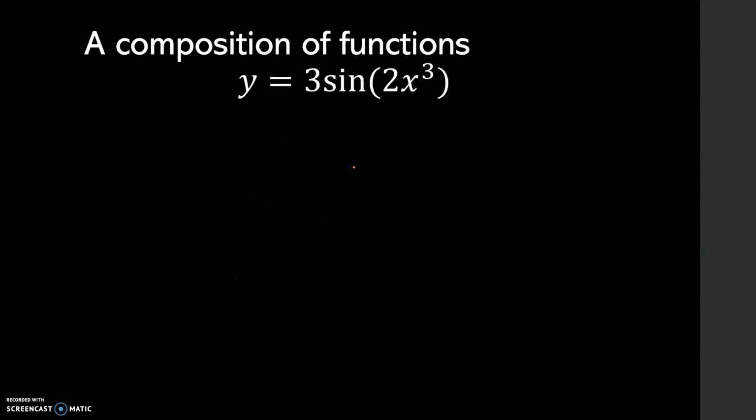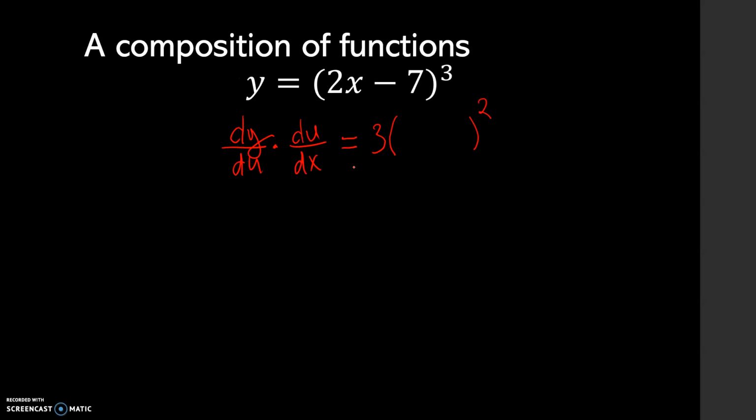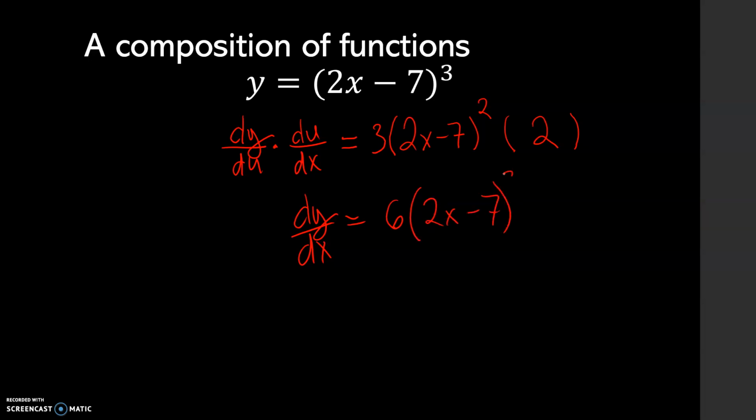Okay, back to our new problem. So dy/du is what we have written: 3 times whatever u is, squared. Well, u is that same 2x minus 7. And then what would du/dx be? That would be the derivative of the 2x minus 7. What's the derivative of 2x minus 7? 2. So we can say dy/dx, let's combine the 3 and the 2, is 6 times the quantity 2x minus 7 squared.